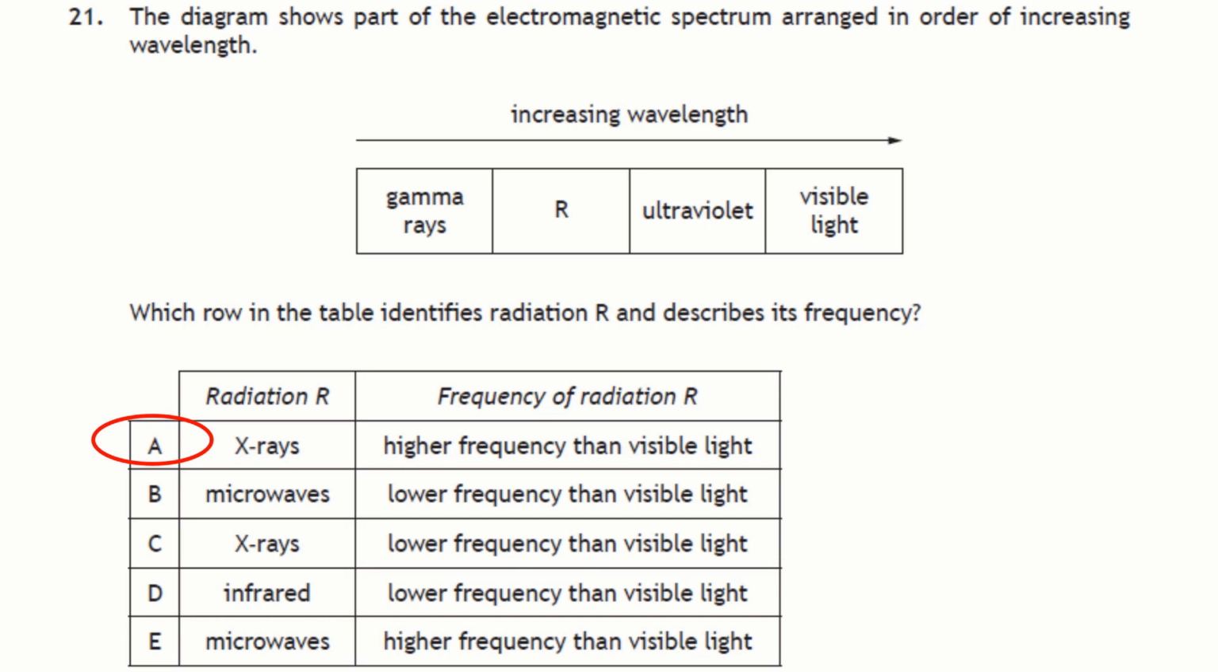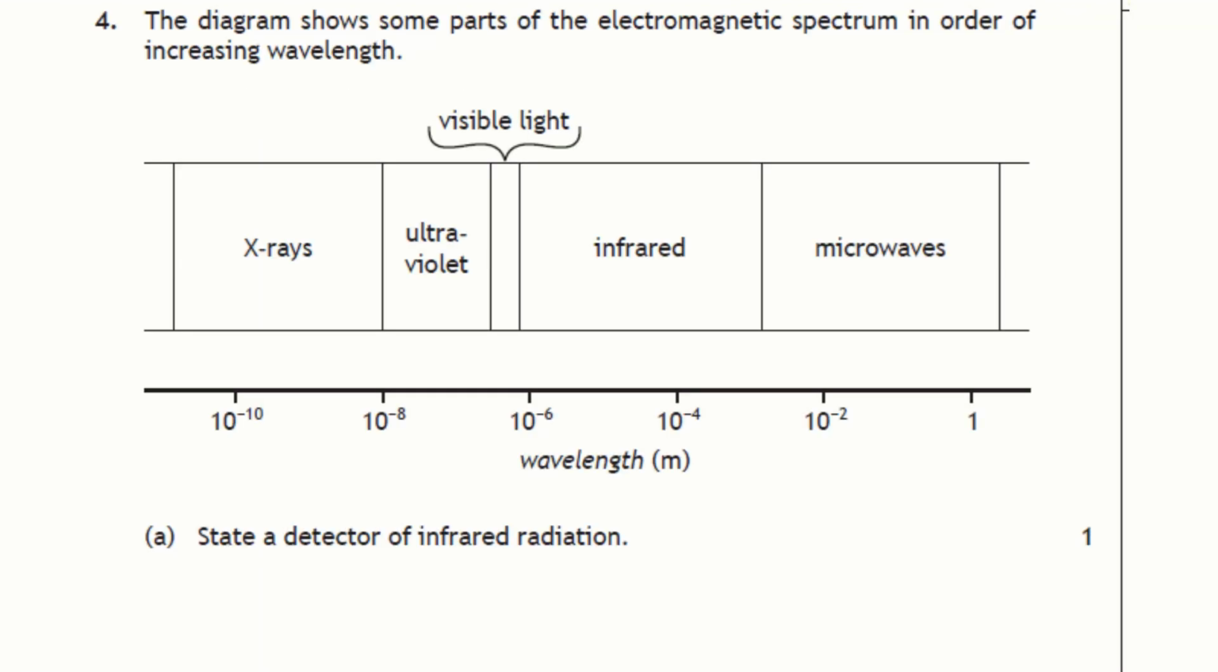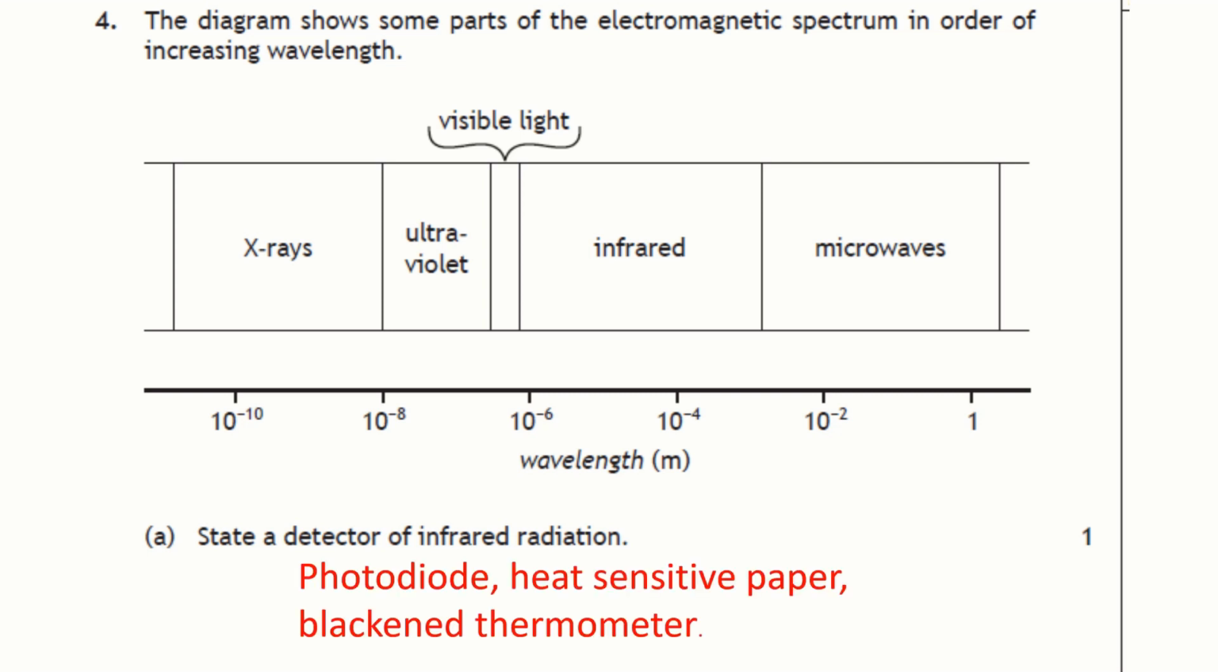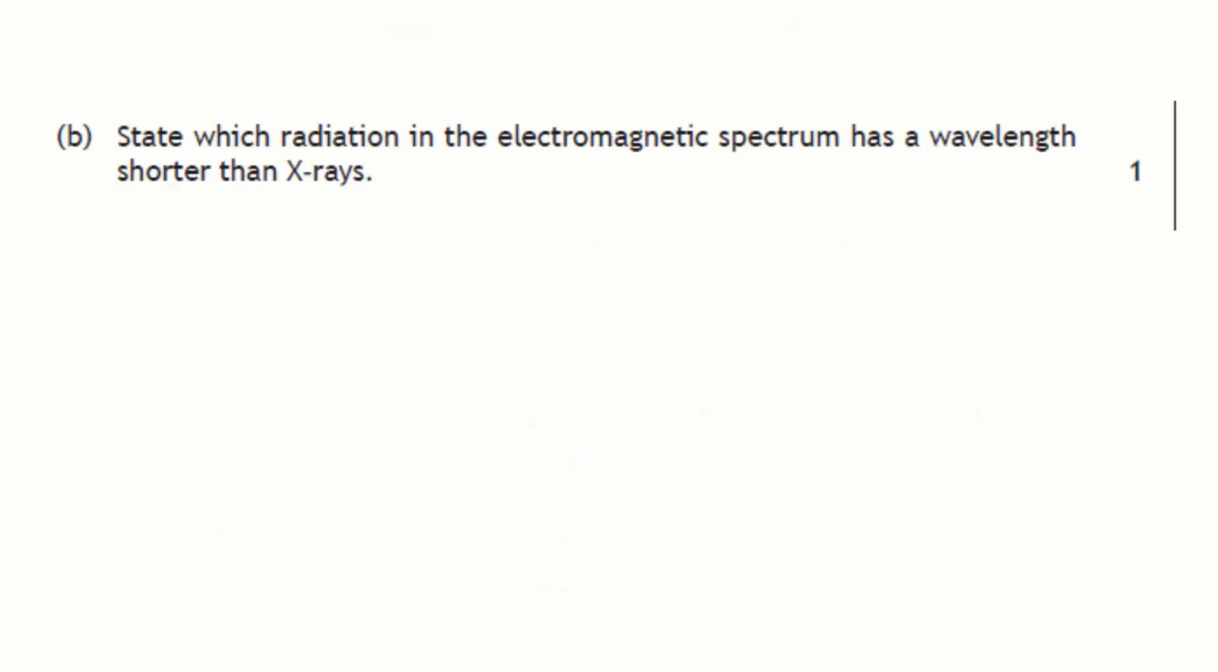The next question. Can you state a detector of infrared radiation? Pause the video, have a think. So remember, infrared radiation can be detected by a photodiode, a blackened thermometer, or heat-sensitive paper. The next question asks, state which radiation in the EM spectrum has a wavelength shorter than X-rays. Again, pause the video, have a think. The only radiation in the EM spectrum with a wavelength shorter than X-rays is gamma.